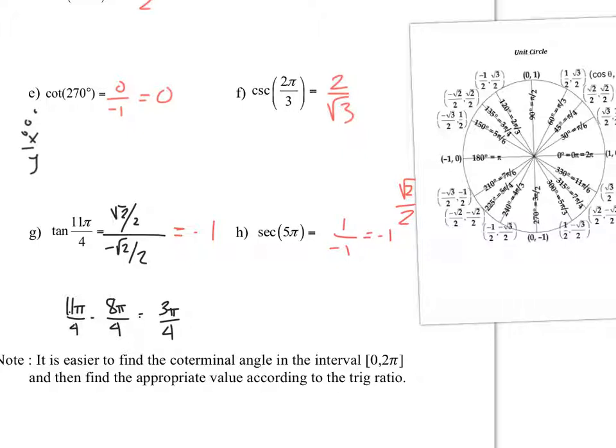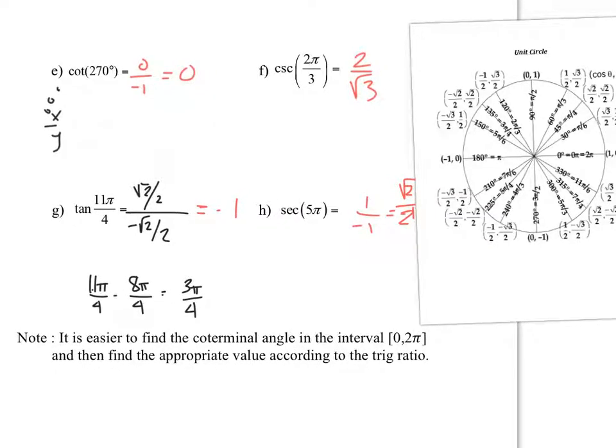Okay, and we're just going to quickly read this note. It is easier to find the coterminal angle in the interval 0 to 2 pi, and then find the appropriate value according to the trig ratio, which is exactly what I did.